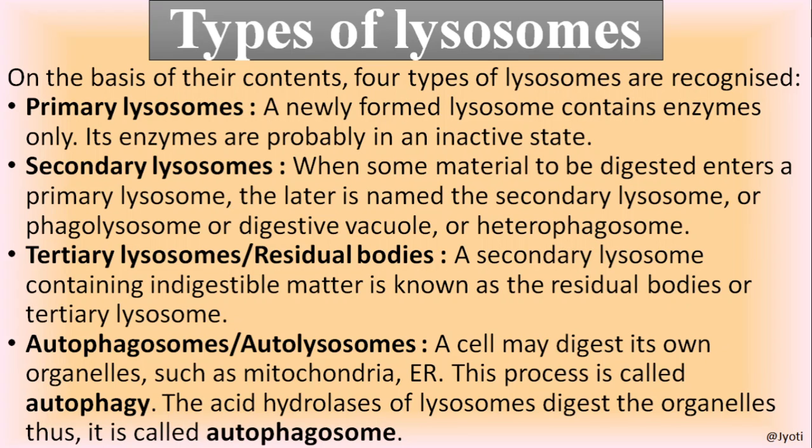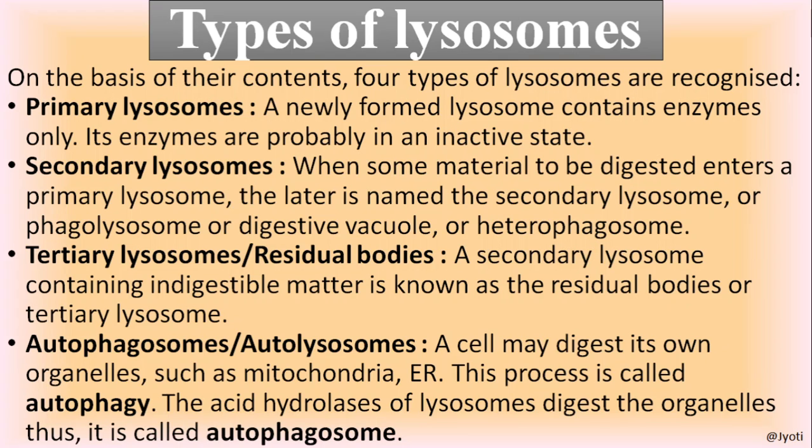Polymorphic means many morphological structures. So it exists in more than one morphological structure. And as it performs its function, these forms appear. So with the help of a diagram, I will explain how the primary lysosome, secondary lysosome, tertiary lysosome and autophagosomes exist. Before that, let me explain what primary lysosomes are.